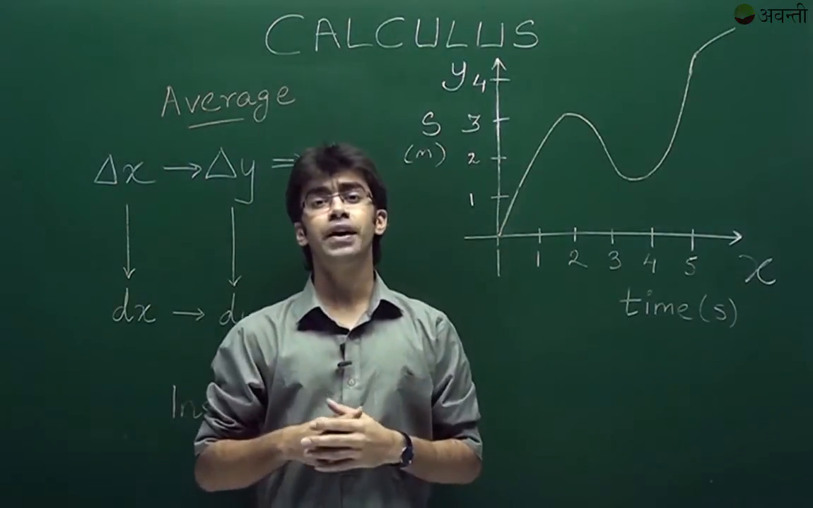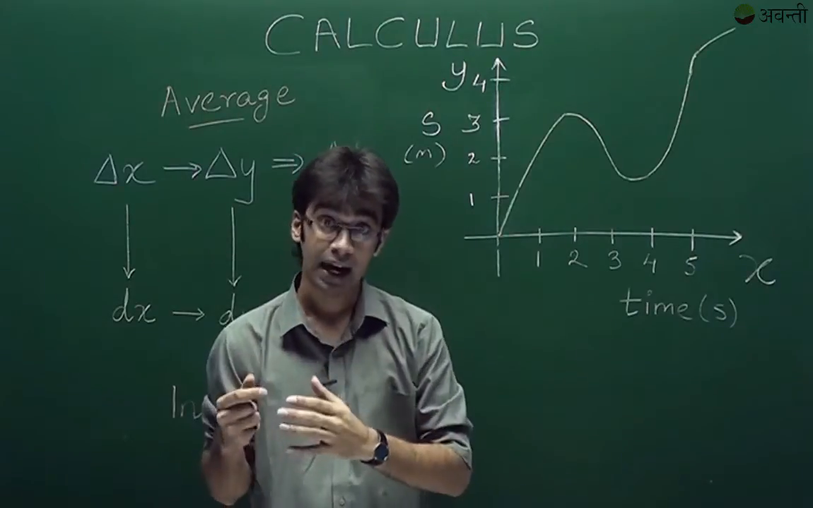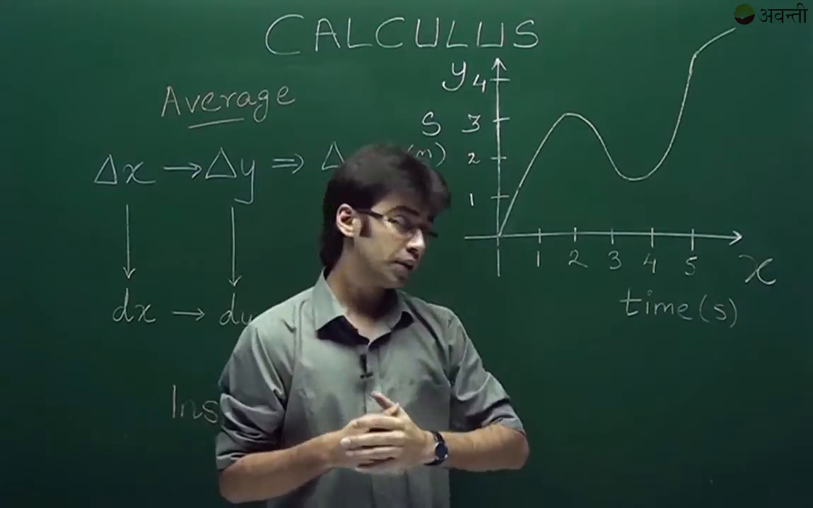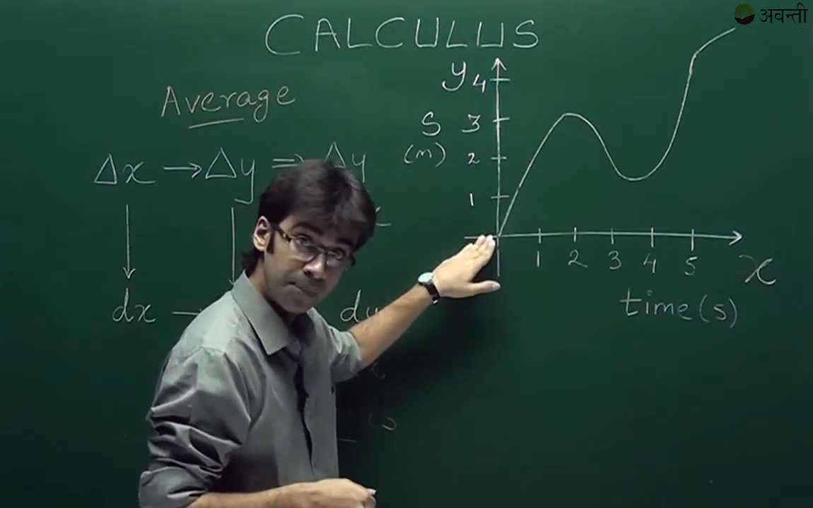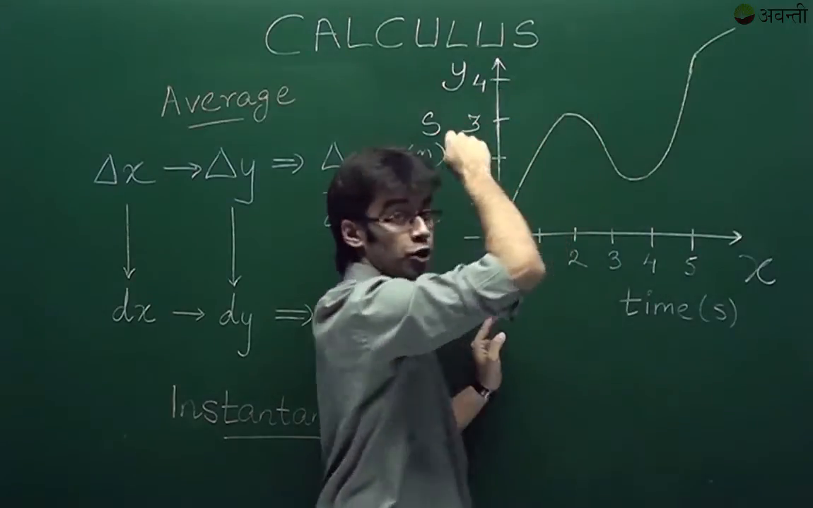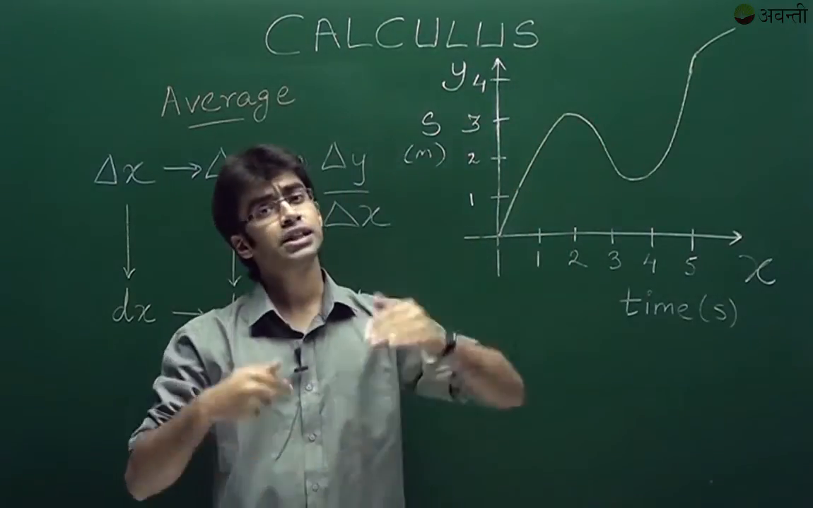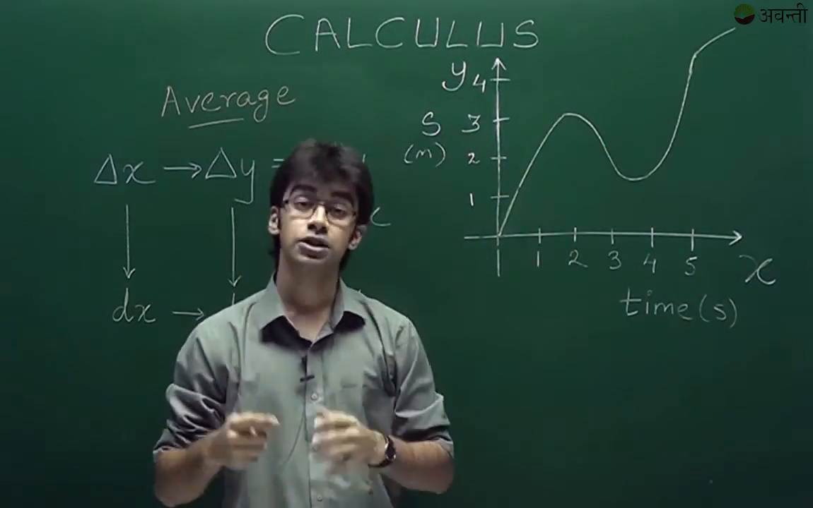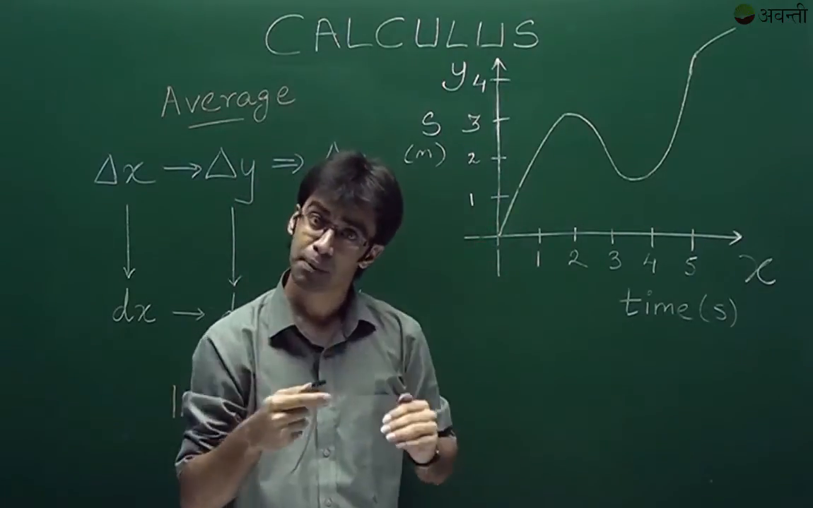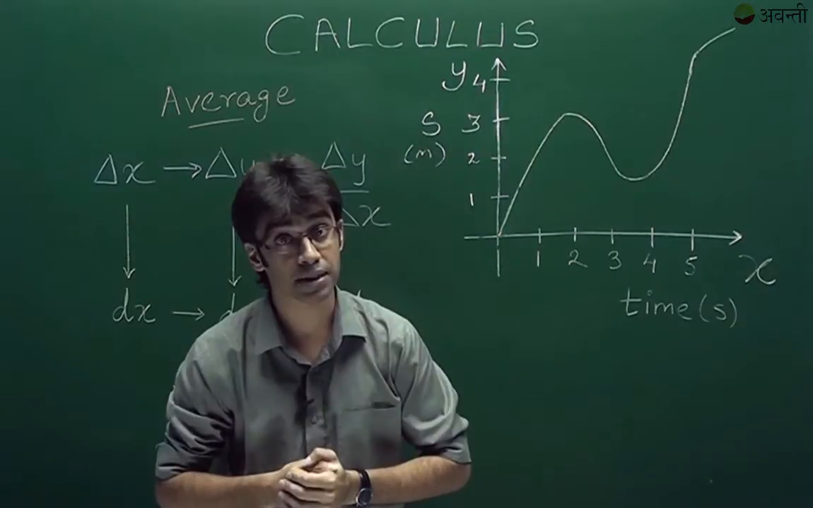Now let's say we want to find the rate of change of the car in the first 5 seconds. What would you do? You would take the initial point to be the origin, the point at time equal to 5 to be this point, which would correspond to displacement 4. You would say total displacement is 4 meters, total time is 5. By the concept of slope, it would be 4 divided by 5 or 0.8 meters per second.